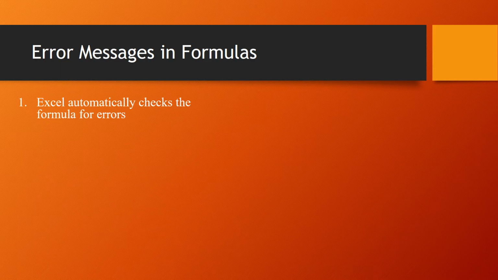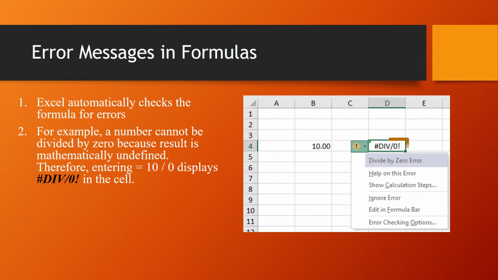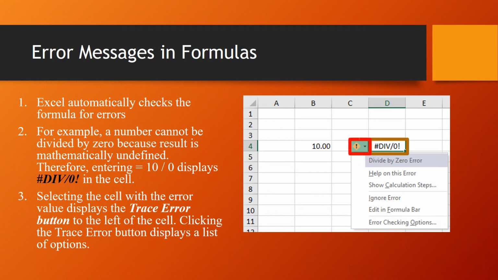The error message in formulas. Excel automatically checks the formulas you write for errors. For example, a number cannot be divided by 0 because the result is mathematically undefined. Therefore, entering 10 divided by 0 displays an error in the cell. Selecting the cell with the error, you will see the trace error button displayed to the left of the cell. Clicking the trace error button displays a list of options.